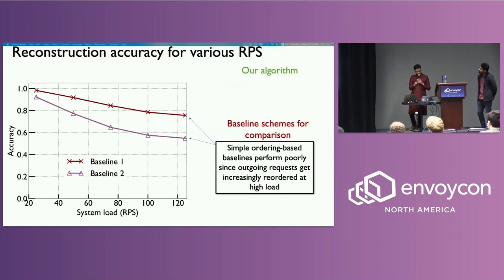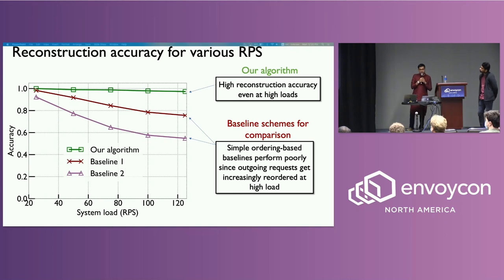We tried this approach on a benchmark application, varying the request load, and we implemented two baseline schemes for comparison, which are based on ordering of the requests. You can see here that as load increases, the accuracy of the baseline schemes decreases, because as load increases, requests have a higher chance of getting reordered at any service. In contrast, the algorithm that we have generates these end-to-end traces with high accuracy, even at high loads.